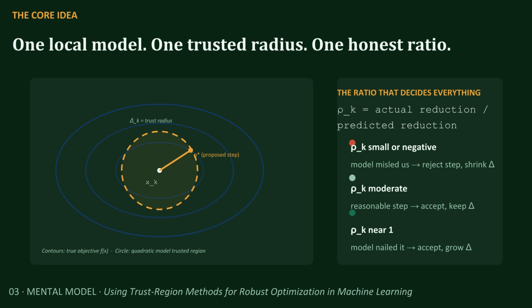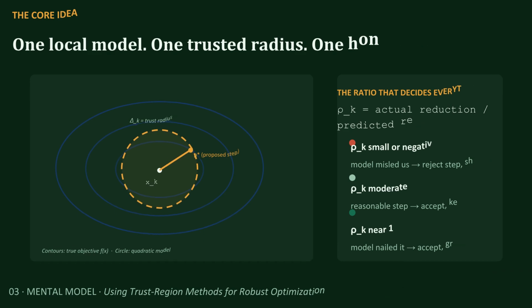This is exactly the mechanism behind SciPy's trust constraint solver and the classical trust region software from Conn, Gould, and Toint. Notice there's no learning rate to tune here. The radius tunes itself, based entirely on the model's own track record.